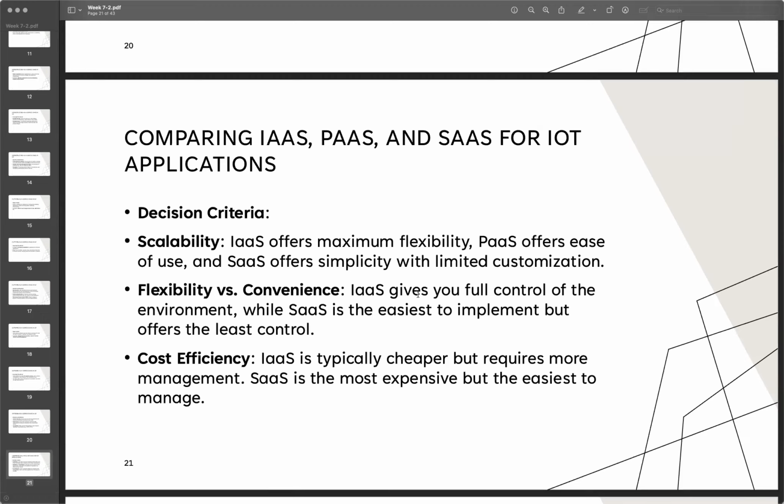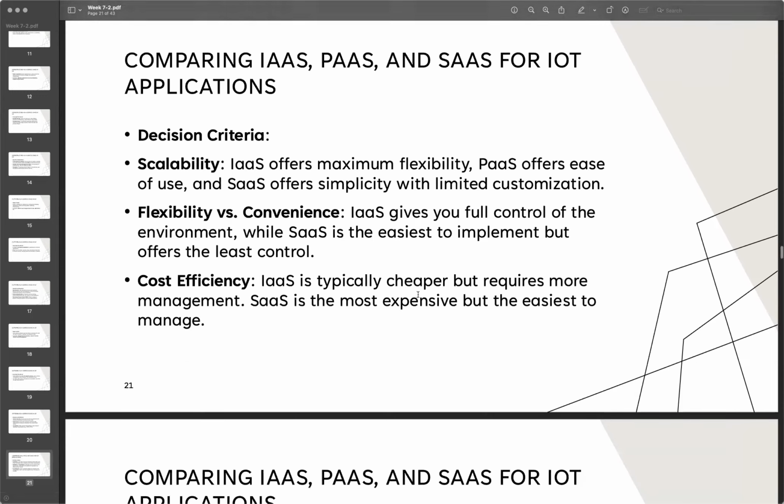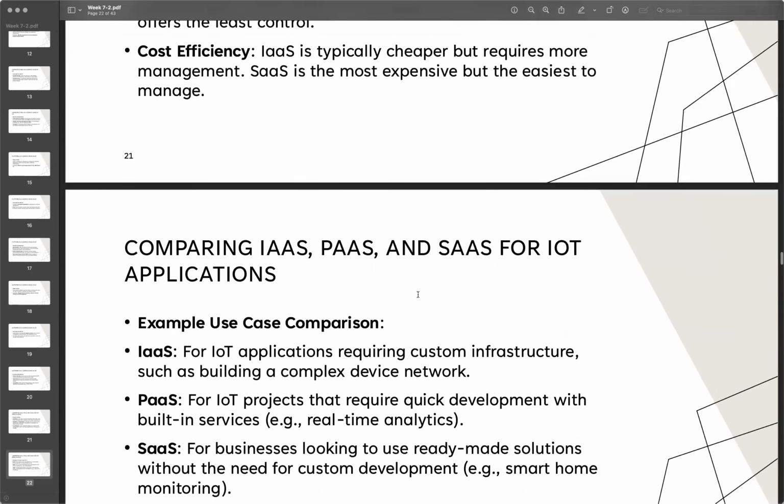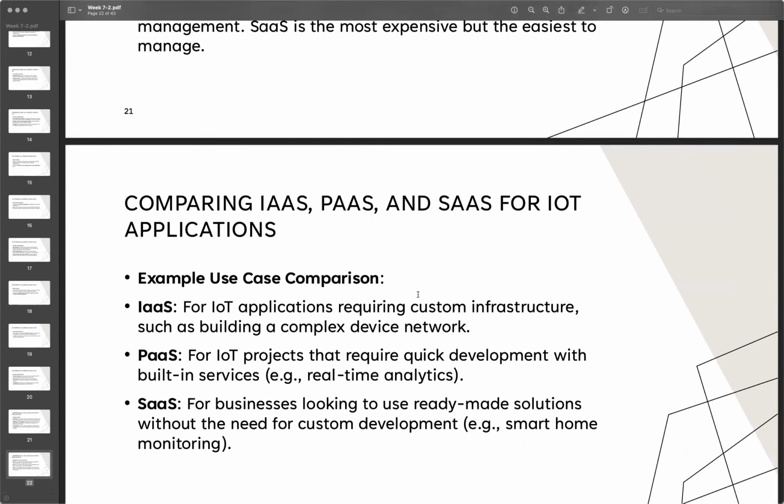So if it's a big project that requires full control, then you need to think about working from the infrastructure. Maybe sometimes they're not a fit for your project. Also, the cost efficiency: the infrastructure will be cheaper but requires more management. If you use the software, it would be the most expensive but easy to use. So this is not a definite answer, but we do have some use cases.